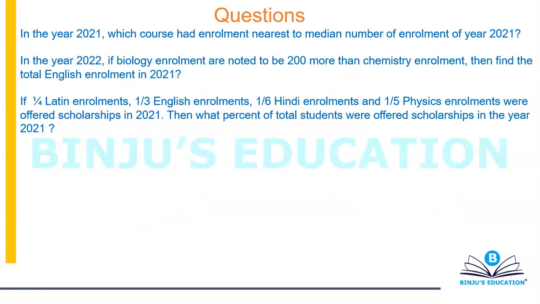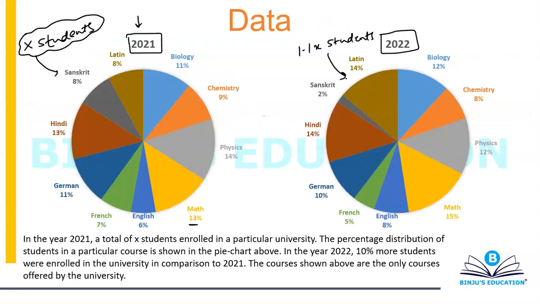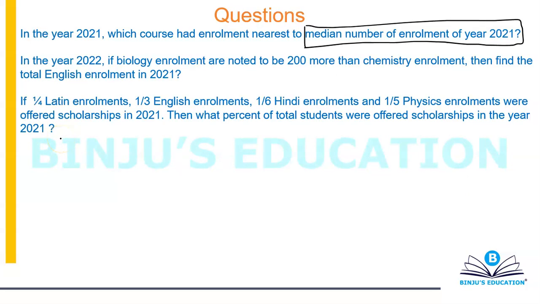Okay, let's go question by question. In the year 2021, which course had enrollment nearest to the median number of enrollment in the year 2021? So my first job is to calculate the median number of enrollments in the year 2021. For that, first of all, I need to know how many subjects there are. Biology 1, 2, 3, 4, 5, 6, 7, 8, 9, 10. There are 10 subjects.